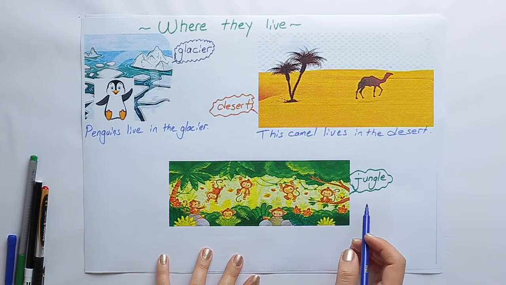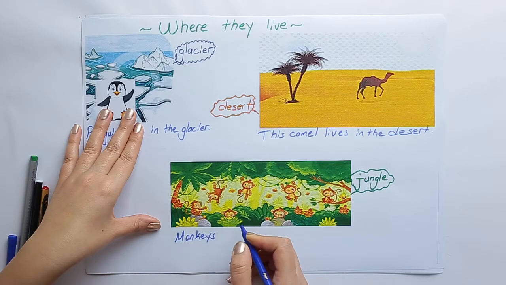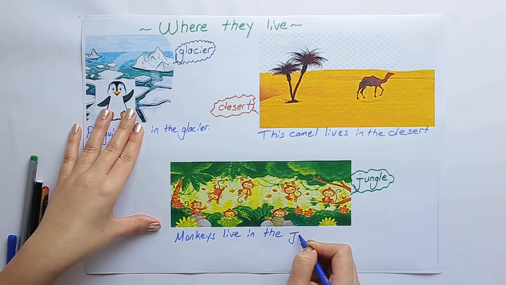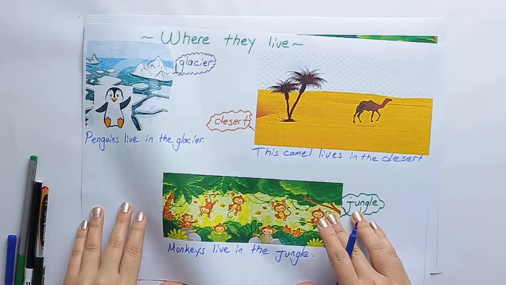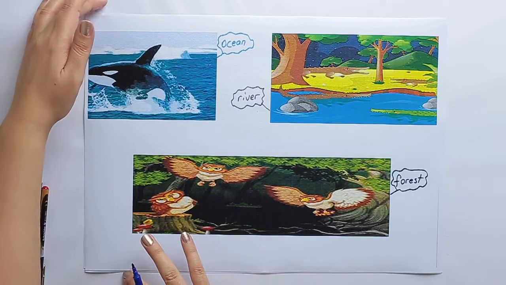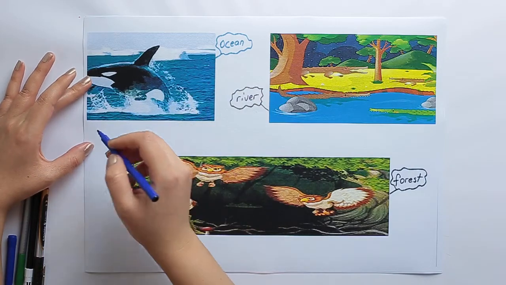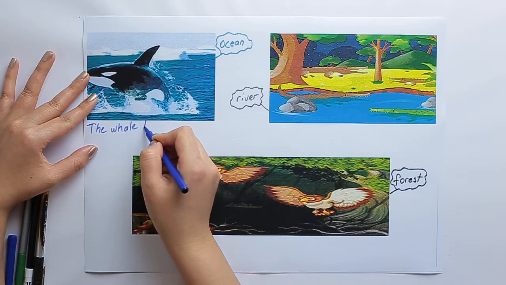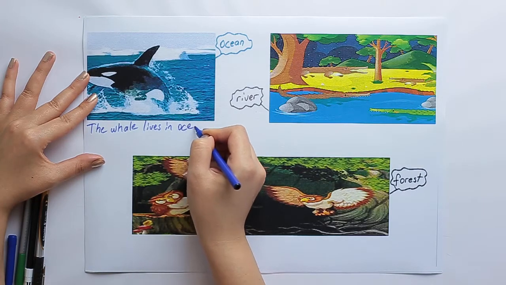Here is a jungle and monkeys live in the jungle. Monkeys live in the jungle. Here we have a big whale, and here is the ocean, and the whale lives in the ocean.